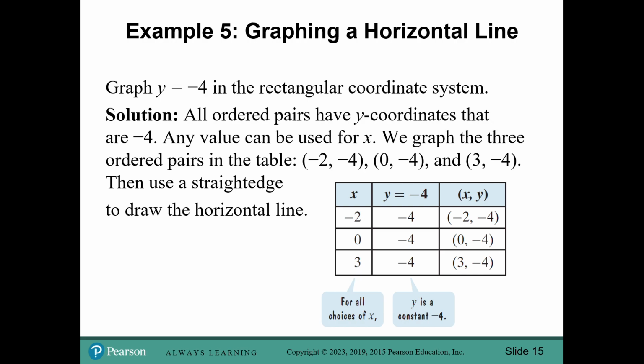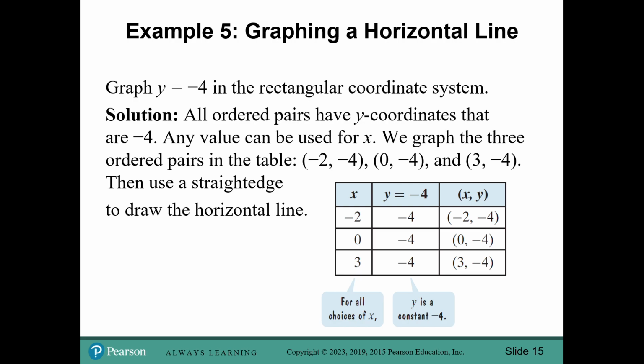Let's graph a horizontal line. So what happens if I have something like y equals negative 4 in the rectangular coordinate system? All ordered pairs have y coordinates that are negative 4. That is essentially what the equation y equals negative 4 is telling us. We don't have to have an x in it. This is just telling us that all values are y equals negative 4. So any value can be used for x.